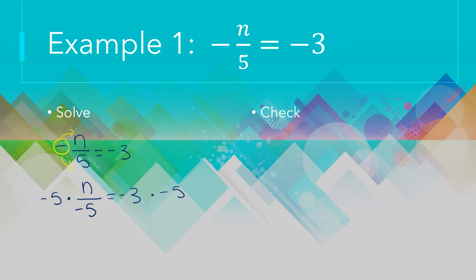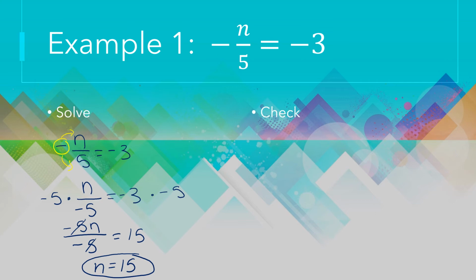Now we can go ahead and simplify. We have negative 5 times n over negative 5. If you want, you can rewrite it as negative 5n divided by negative 5. That's equal to negative 3 times negative 5, which is 15. Since we're dividing negative 5 and negative 5, these two are going to cancel out, leaving us with just n equals 15. Now that we have the variable by itself, we're finished solving the equation.